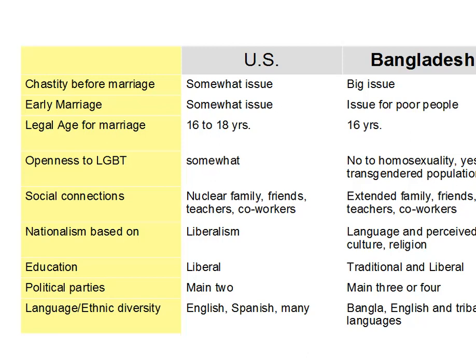Early marriage used to be a big issue in the US until the 20th century. So people as young as 10 years old could get married and were probably forced to get married by their families because families were poor. But now the legal age for marriage is 16 to 18 years.